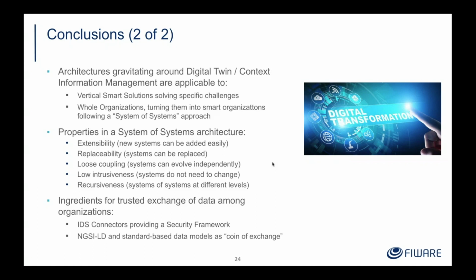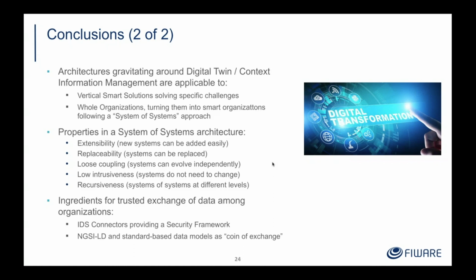We have explained that these architectures gravitating around the notion of digital twin and context information management can be applied to both vertical smart solutions and whole organizations following a system of systems approach. This system of systems approach in organizations allows support for a number of properties that are really relevant for the economy of systems and the sustainability of an ecosystem around the architectures we define.